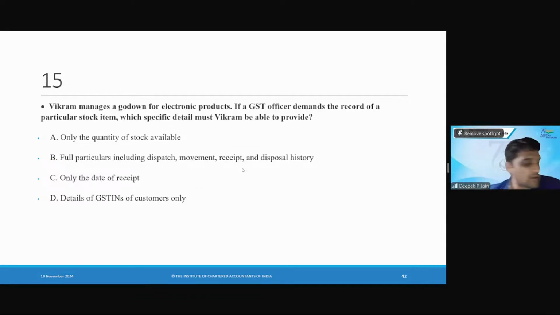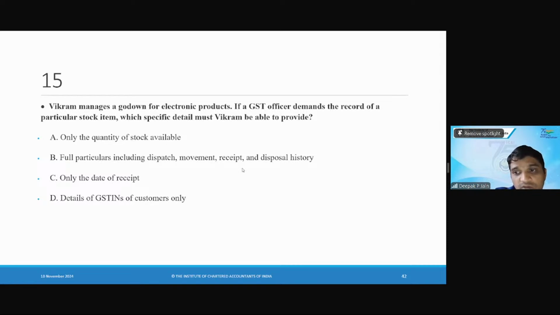Vikram manages a godown for electronic products. If a GST officer demands the record of a particular stock item, which specific detail must Vikram be able to provide? Related to the previous question, what are the stock records he will have to provide? Here is a godown person. That's the only difference. 15B. Okay. Others.